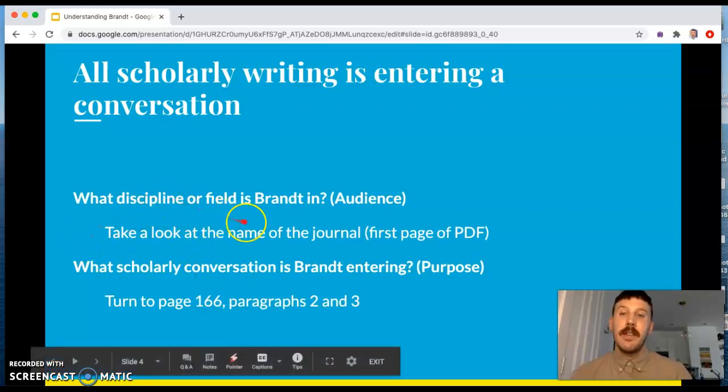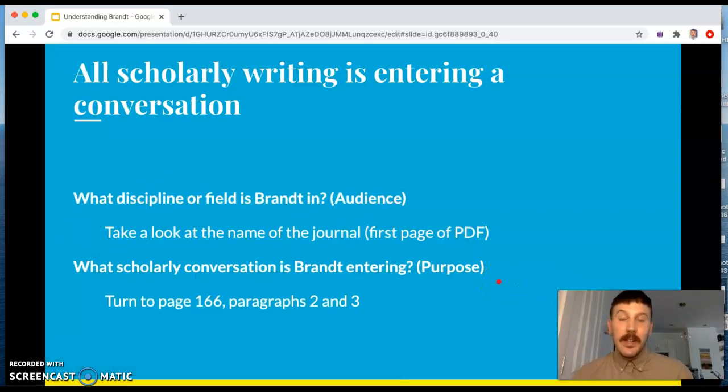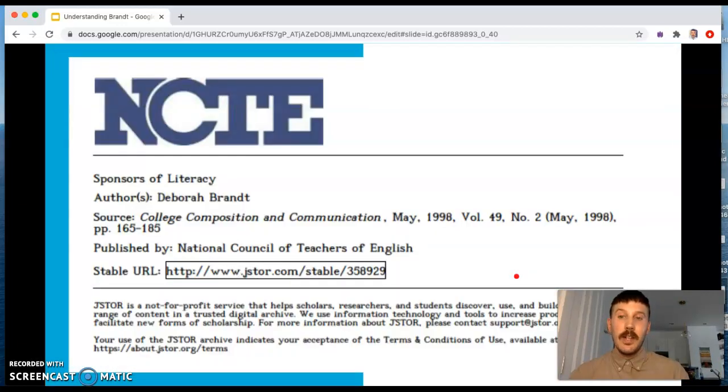So this first question I have here is, what discipline or field is Brandt in? How can we figure this out? In this case, I would say take a look at the name of the journal. This is the first page of your PDF, and you can see she's writing this piece in the journal College Composition and Communication. So we know that she's interested in the study of composition as a scholarly field, or in other words, writing studies, as it often is referred to. So looking at what the journal is called is really useful.